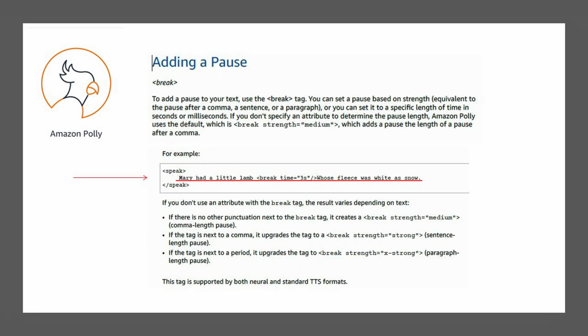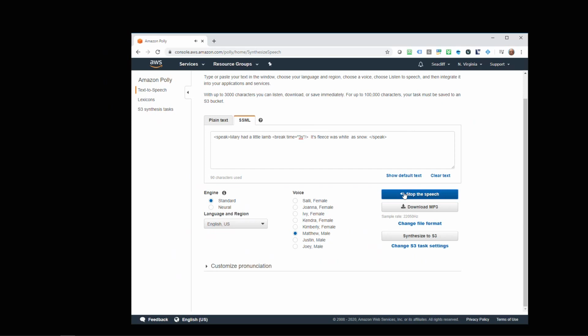The code for this then opens with speak. If we want a 3 second pause after lamb, we use break, followed by a space, and time equals, and the time in seconds or milliseconds, in quotes. Let's hear that. Mary had a little lamb. Its fleece was white as snow.